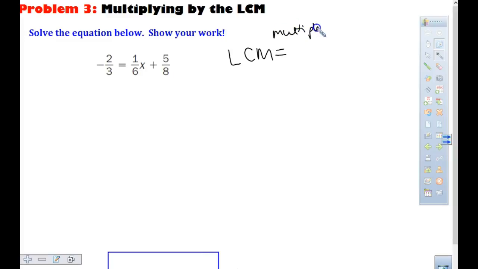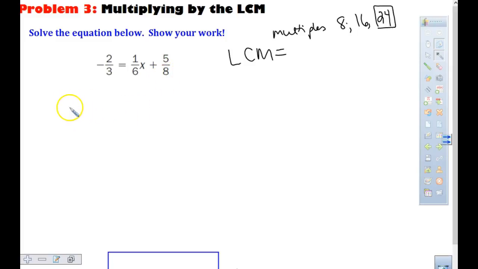So when I think of multiples of 8, I have 8. The next one I have is 16. Okay, so I think of 8 can go in there. The next one I have is 24. 24 is what I want to use, right? 3 goes into 24 8 times. 6 goes into 24 4 times. And 8 goes into 24 3 times.